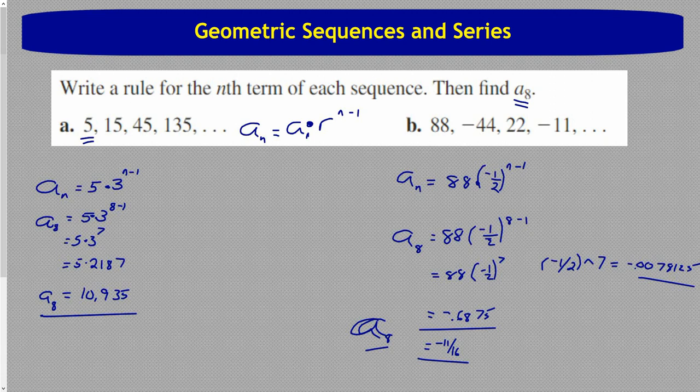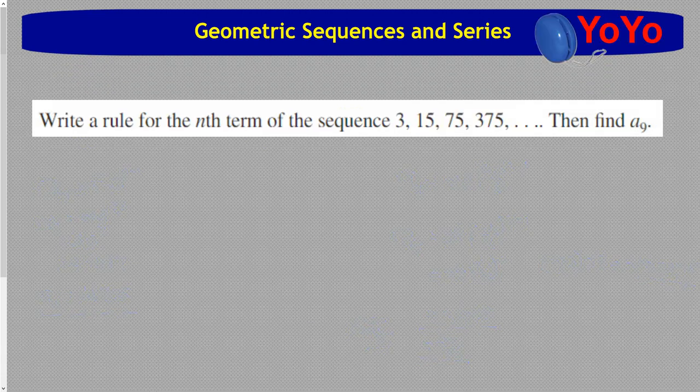Okay. So, I want you to do the same thing for this sequence: 3, 15, 75, 375. Then find a sub 9. You have to write the rule and then find a sub 9. So pause this for a minute, 2 minutes, whatever it takes, and then come on back.